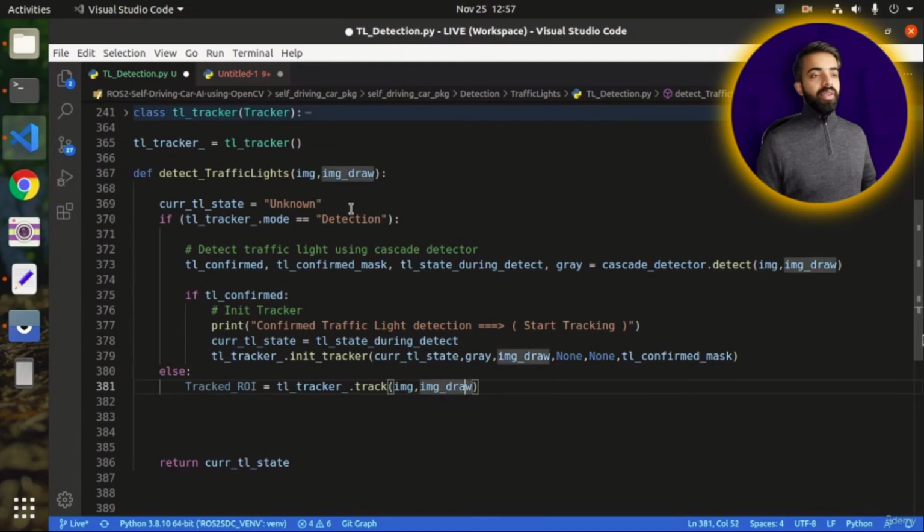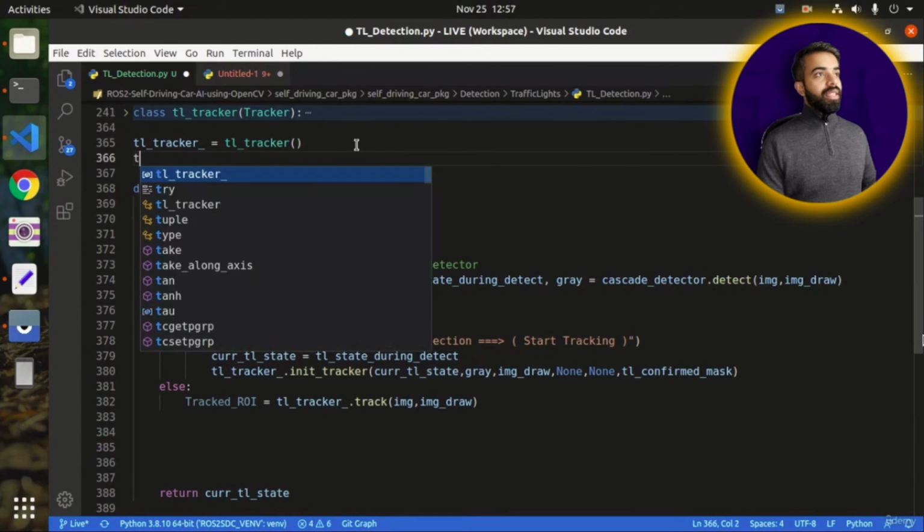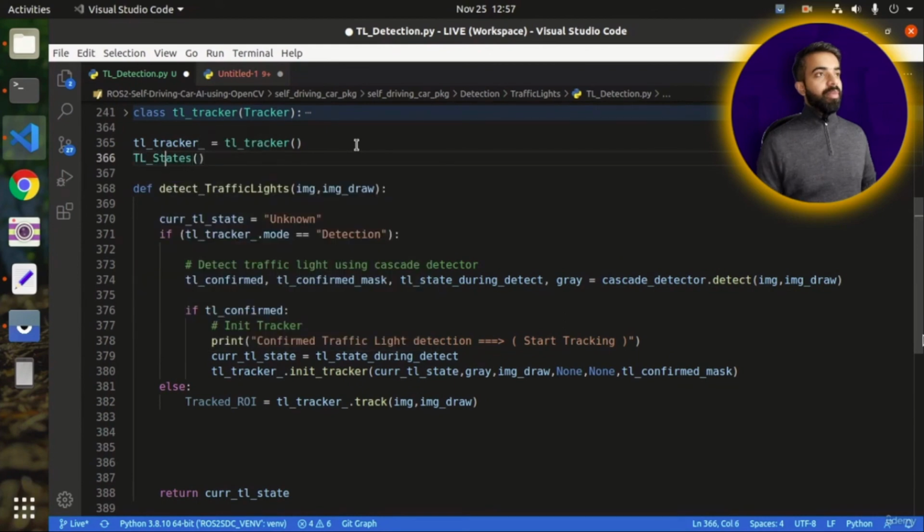Once we have this region of interest tracked, we can now retrieve the state of the traffic light using the function getTrafficLightState, which is basically part of the traffic light state class. So we need to create an object of that class to access its function. So let's create an object of the TL states class. We write TL states parentheses, which creates this object, and name it as TL states underscore.